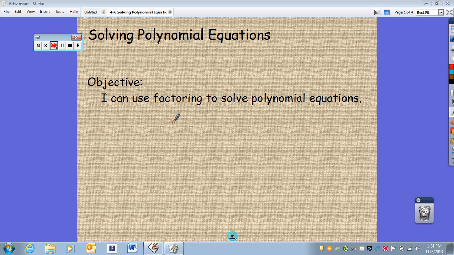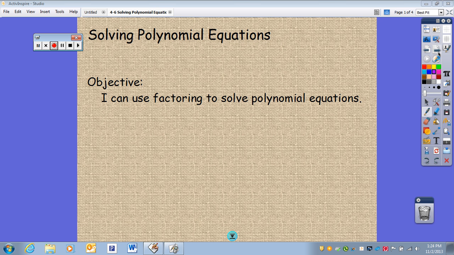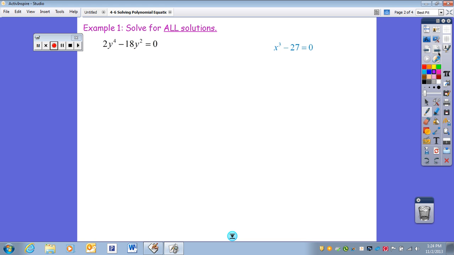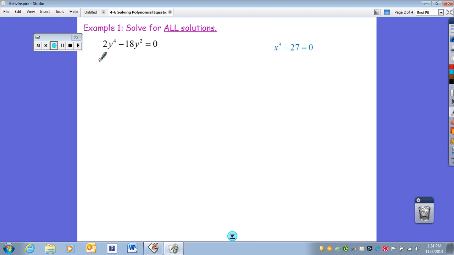In this lesson, we will be solving polynomial equations by using factoring or other methods if needed. So in our first example, we want to solve our equation. What we will do is factor, and when we factor, we find out what they have in common, and it looks like we have a 2 and a y squared in common.